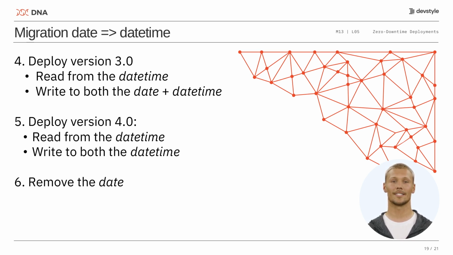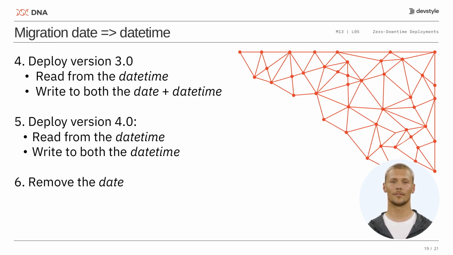and writes to the data time column, but also temporarily writes to the date column. Here you might wonder, why write to the date column? After all, data time is already up to date. Well, when we deploy version 3 on the first instance, remember that the second instance still runs the previous version, version 2, which still reads from the date column. If we stopped writing to the date column, it would introduce inconsistency at this point.